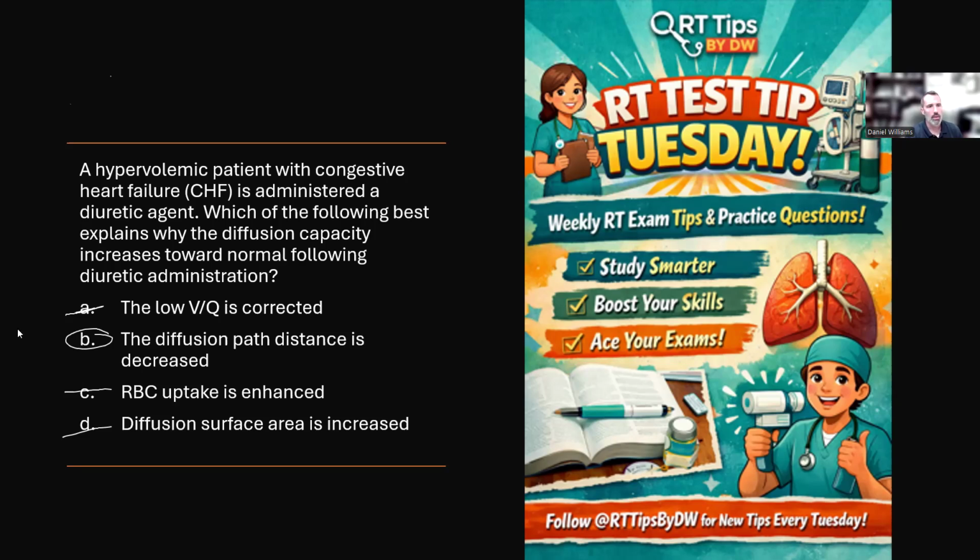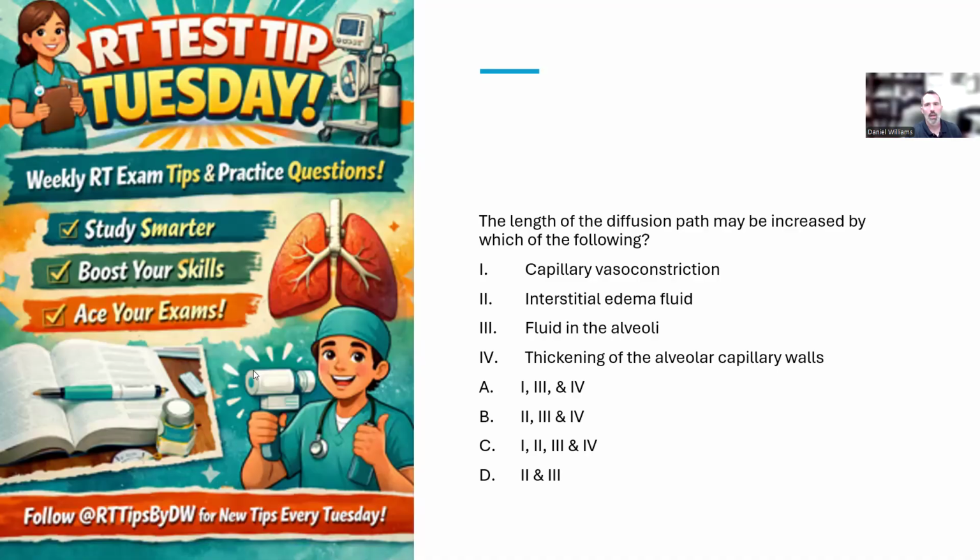So let's clear the drawing and we'll move on to the next item. So here we see the length of the diffusion path may be increased by which of the following. This is kind of piggybacking off of what we had just looked at on the previous question, but it says the length of the diffusion path. So we have to look at, I'll try to draw it here. Maybe I'll go up here to the top of the screen.